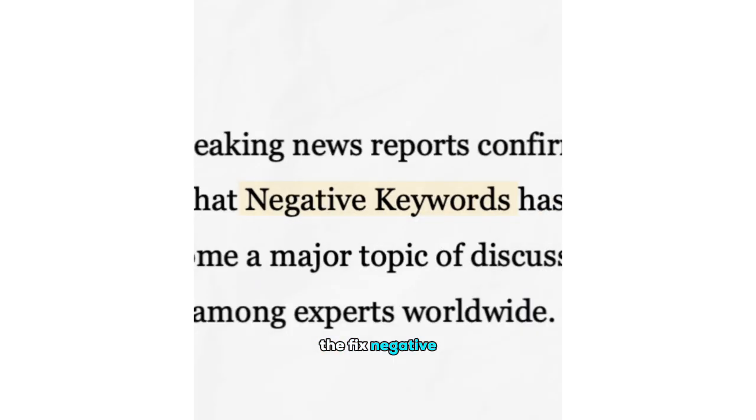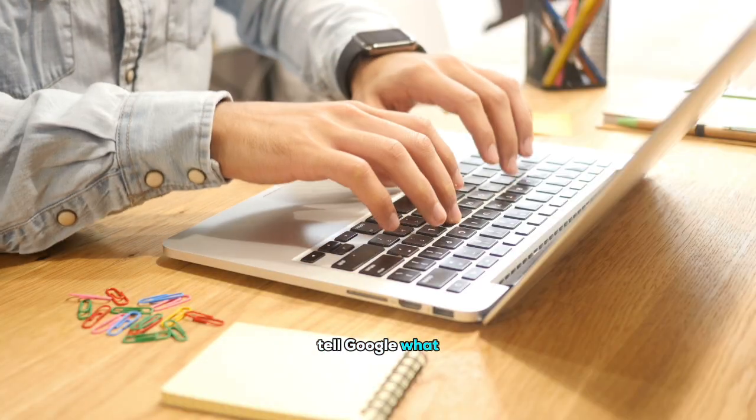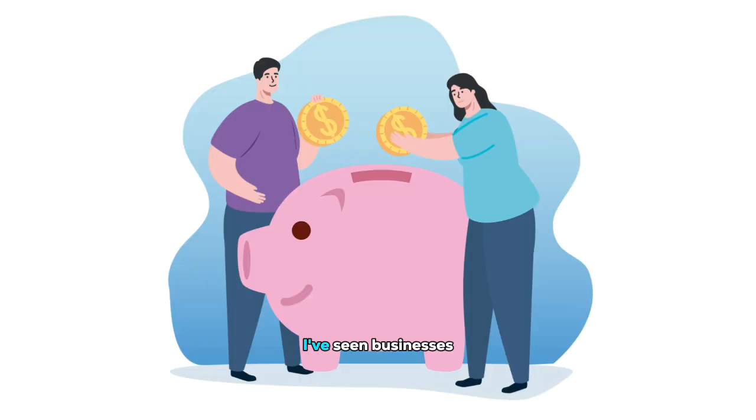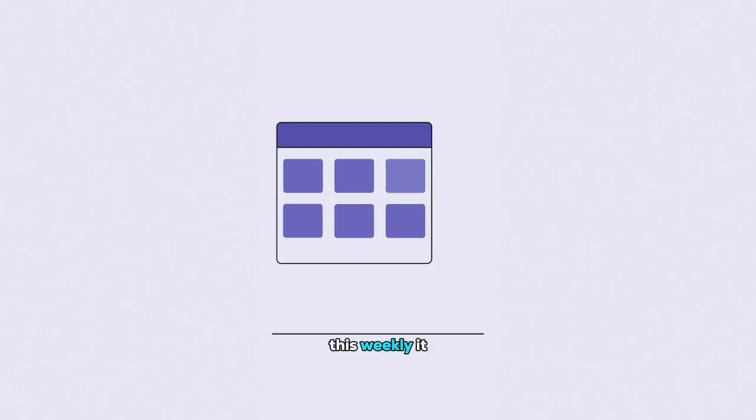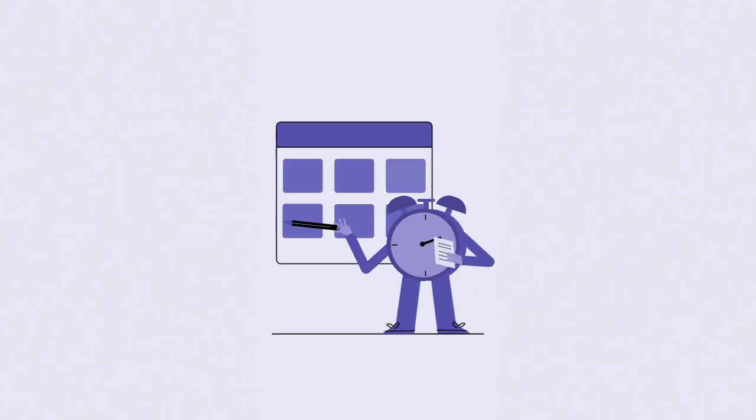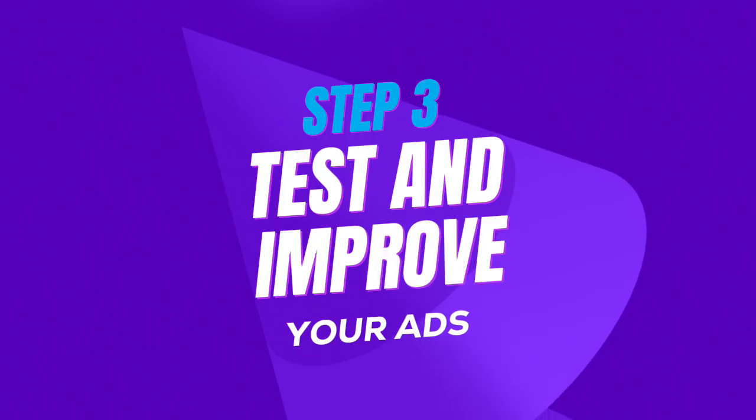The fix? Negative keywords. Tell Google what not to show your ads for. I've seen businesses save 20 to 30% of their budget just by doing this weekly. It takes 10 minutes. Step 3, test and improve your ads.